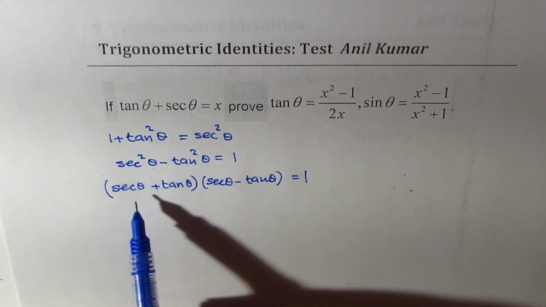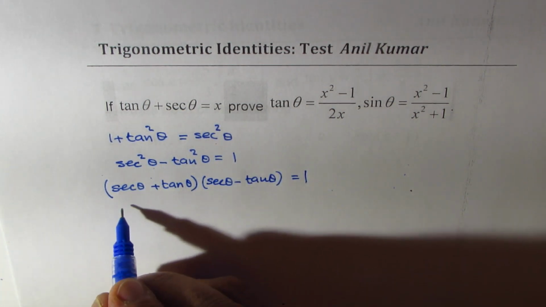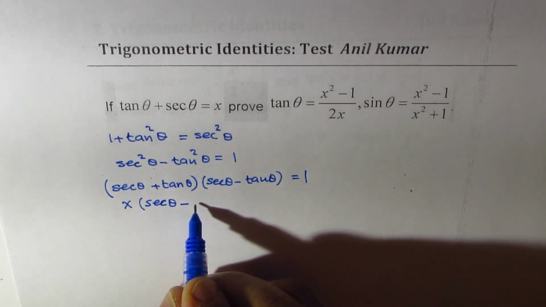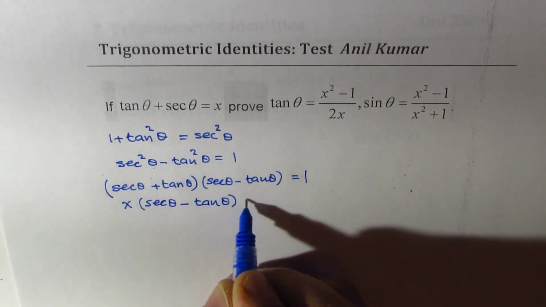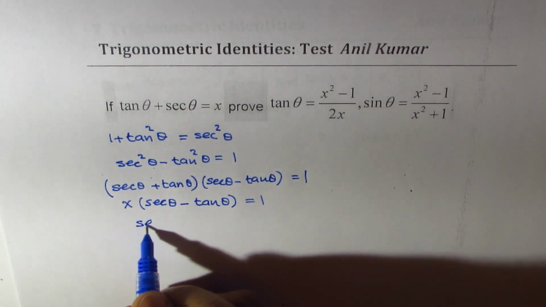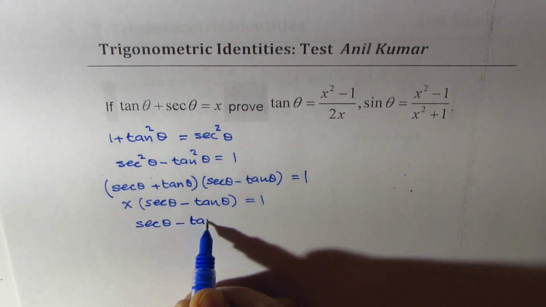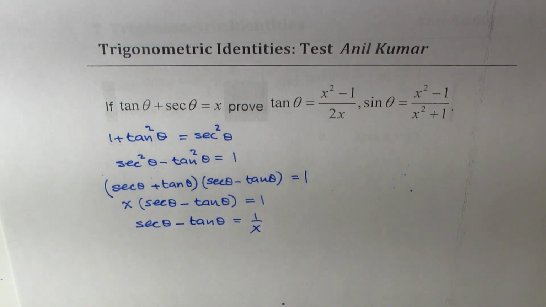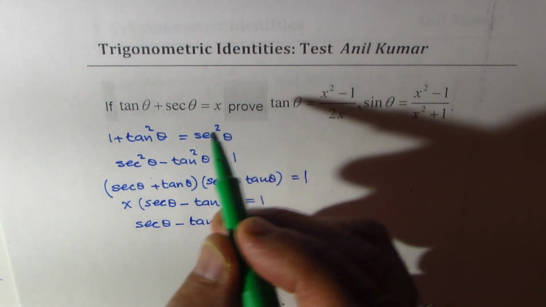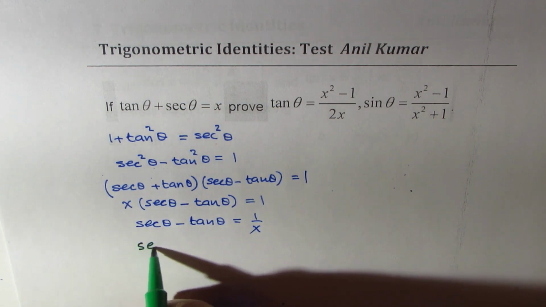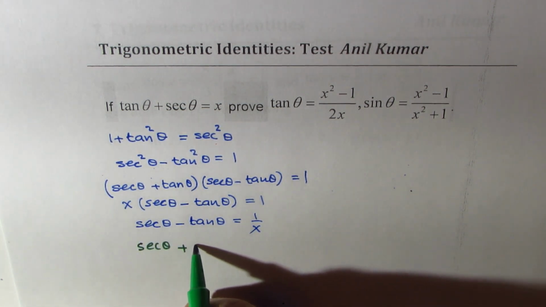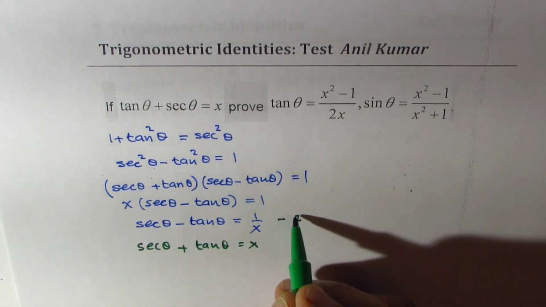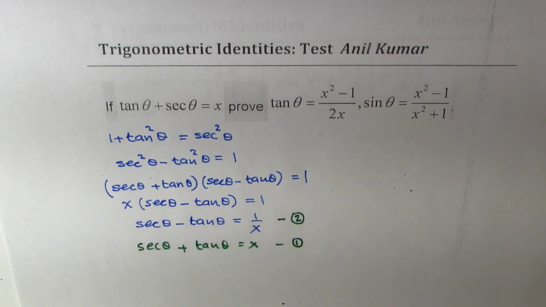What are we given? We are given what secant theta plus tan theta is. So we could write this as x times secant theta minus tan theta equals 1, or we get secant theta minus tan theta equals 1 over x. Correct? So what you notice here is that we are given that secant theta plus tan theta equals x. So this is given and we just found this. So let me write this as equation 1 and 2.